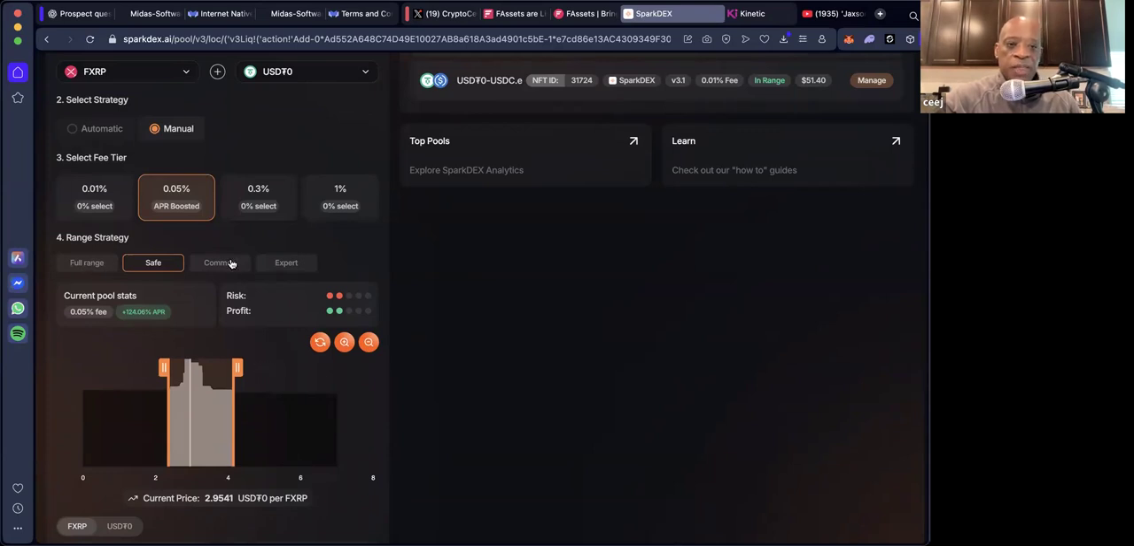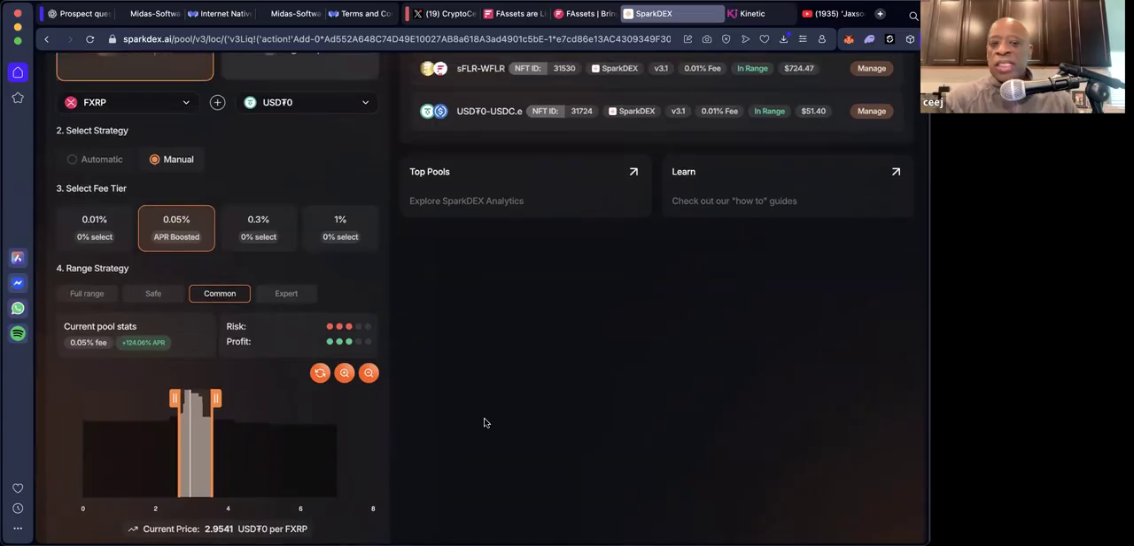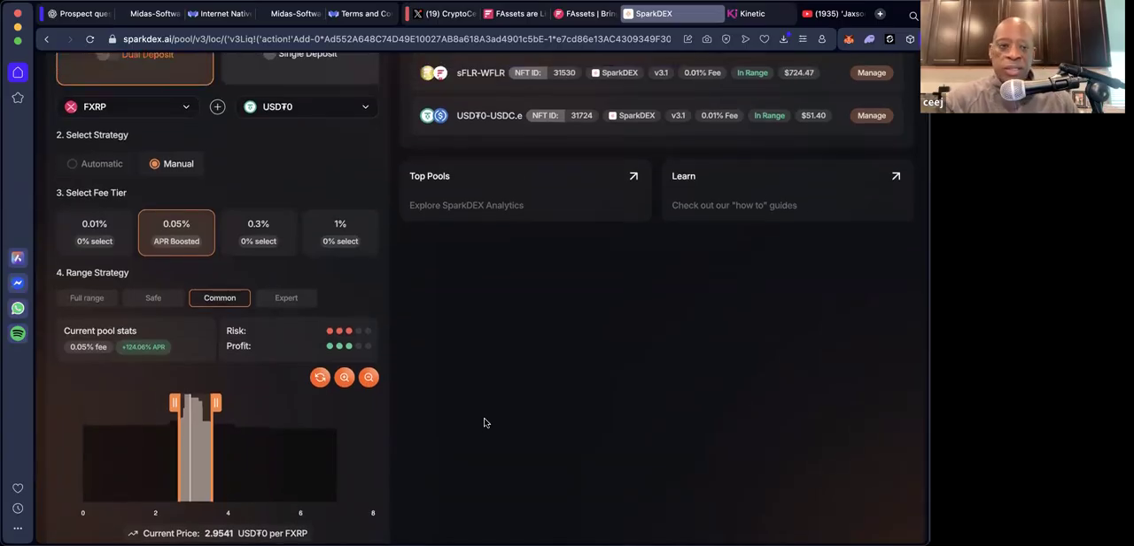So there's safe. There's a common one there, which is, again, for people with a little more experience. You're going to earn more in fees, but you're going to have to monitor the pool a little bit more than safe or full range to make sure you're in range, okay?